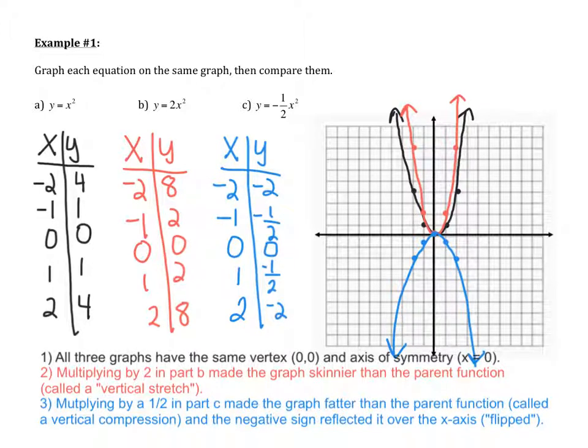Multiplying by 1/2 in part C made the graph fatter than the parent function, which is called a vertical compression, and the negative sign reflected it over the x-axis, which you guys can think of as flipped, but reflection is the more mathematical way to say that. Take special note of how I compared them. I identified the vertex of each, the axis of symmetry of each, and then compared what each part of each equation was doing to that parent function, which will be similar to what you have to do in your homework.